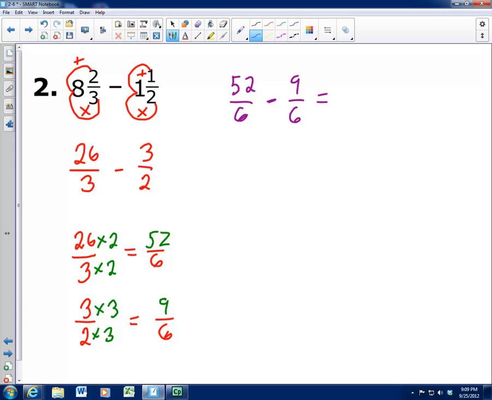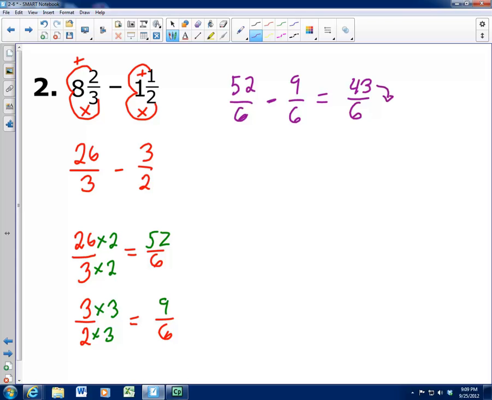And again, I know my denominator is going to be 6 because remember our denominator stays the same. Now, 52 minus 9 is going to give us 43. So I get 43 over 6. Now, I'm not done yet because now I need to simplify this back into a mixed number. So remember, how do we do that? Well, remember, we divide up.